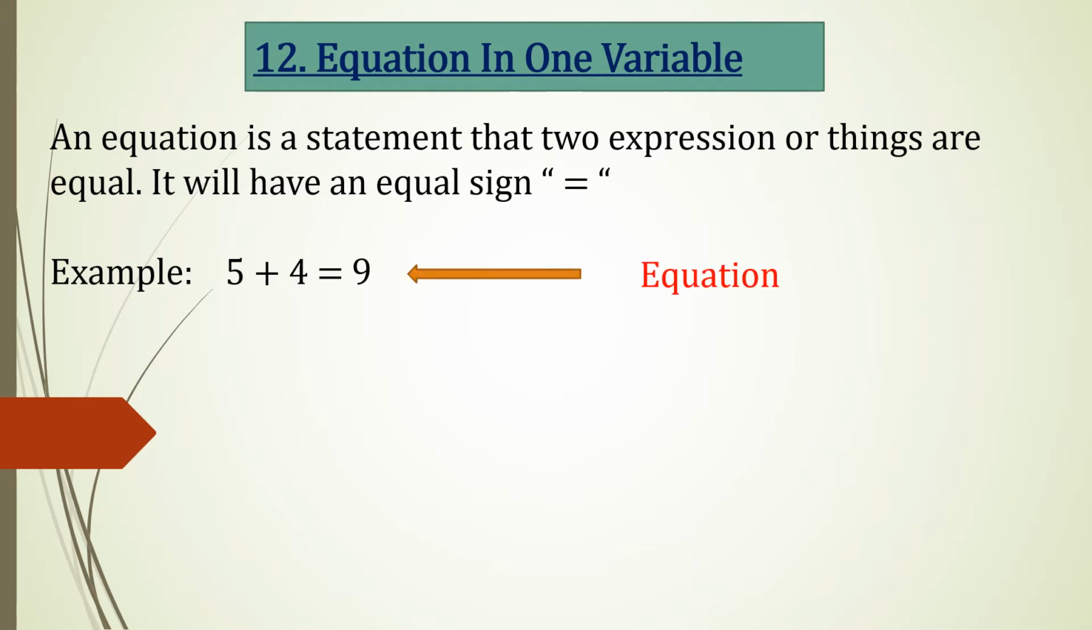Okay, students, if I replace the number 5 with x, I've replaced 5 with x and I've written x plus 4 equal to 9. Now students, this x is known as a variable. So it will become an equation with a variable. Now our chapter is equation in one variable.